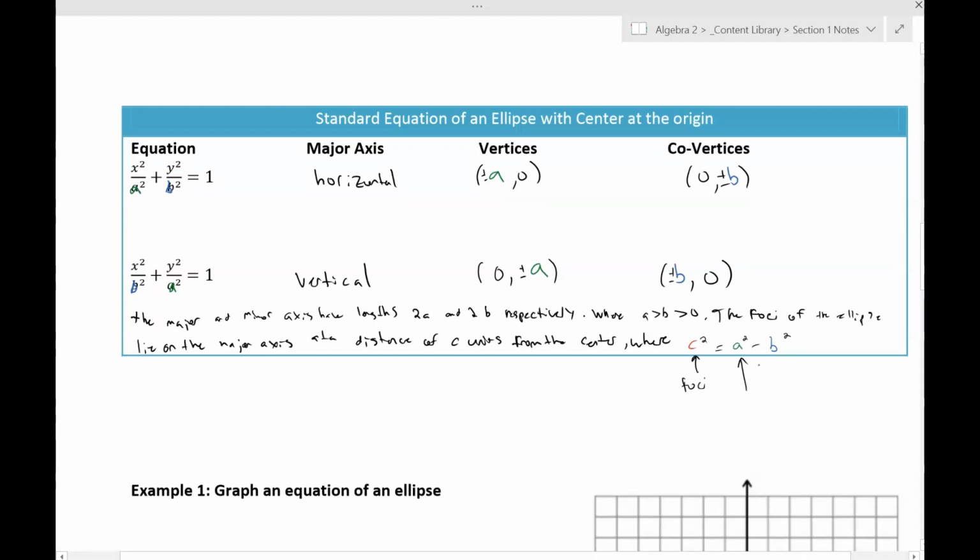This is your major axis, or I guess it lies on your major axis. It will be your vertice, and this will be your covertice, or related to your covertice, I should say. And it kind of looks like the Pythagorean theorem, but it's not.